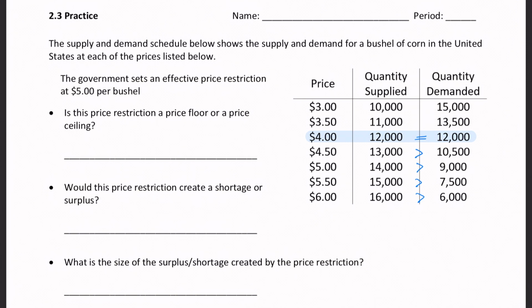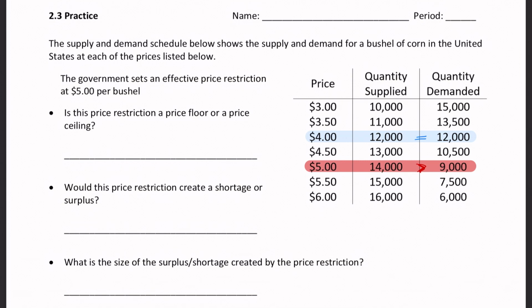And now that we have our equilibrium, we can look at this price restriction and try to understand what's going on. It says that the government sets an effective price restriction. So we know that it's effective, it's working the way it's supposed to. And they do it at $5 per bushel. So let's check it out right here at $5 per bushel. What is going on here? Well, at $5 per bushel, the quantity supplied is greater than the quantity being demanded. That means more is being made available than people want to purchase.